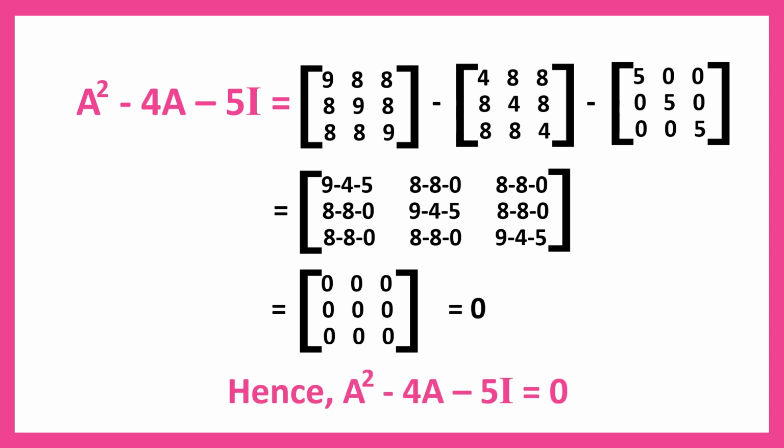Thus it is proved that A square minus 4A minus 5I is equal to 0 when the A matrix is the given matrix in the question. That is how we solve this problem.